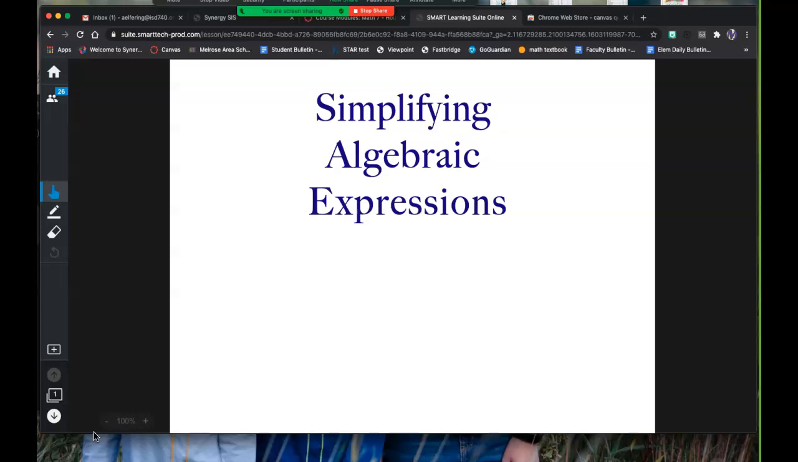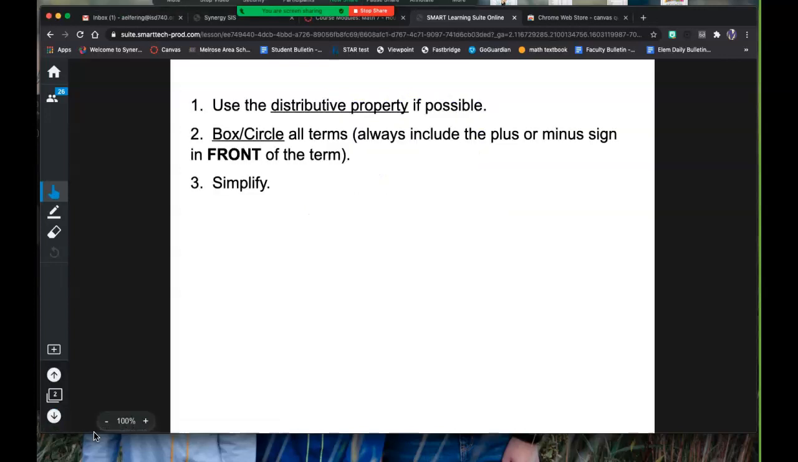We'll work on simplifying algebraic expressions today. And we're going to do kind of like we did the other day, where I do a problem, then you do a problem. I do a problem, you do a problem. And I can see you guys writing on your screen at home, so I know if you're following along or not. Okay?